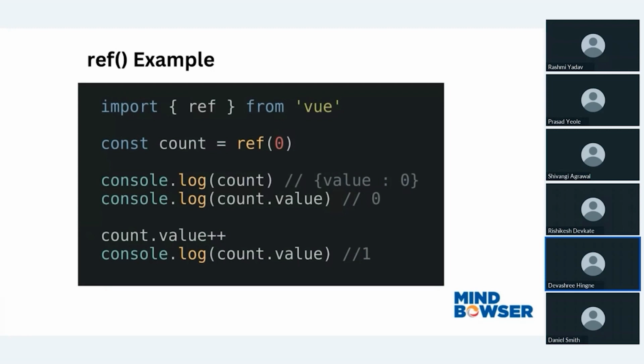But in these two console logs, there is a difference: in the first we get the object, and in the second we get the actual value. So whenever we create a reactive state, we need to access that particular reactive state with the .value property. If we want to perform any operations on that state, we need to use .value, and then we can perform the actions.